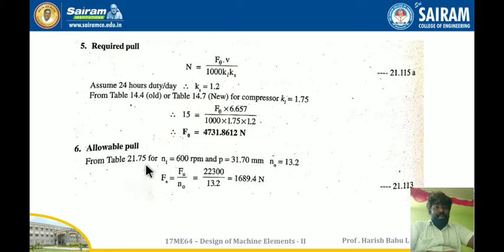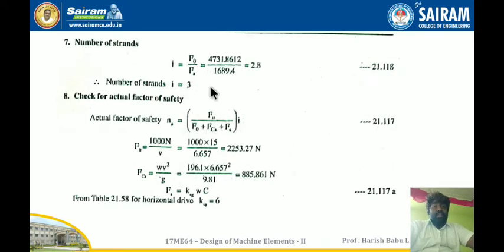So from the table 21.75, for N1 equal to 600 rpm, P is equal to 31.70 mm, N0 will be 13.2. So FA will be equal to Fu by N0. Fu you have taken as 22,300. N0 will be 13.2. So I'm going to get 1689.4 Newtons. So number of strands I is equal to F theta by Fa. I'm going to substitute the values. I'm going to get 2.8. So I'm going to take I as 3 strands.